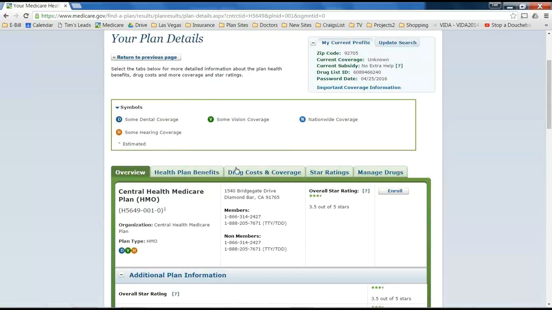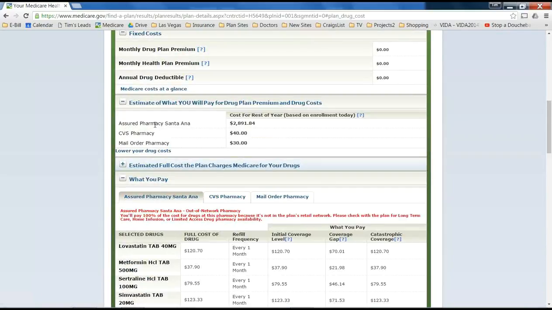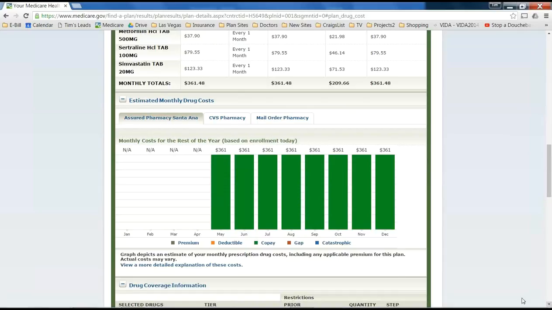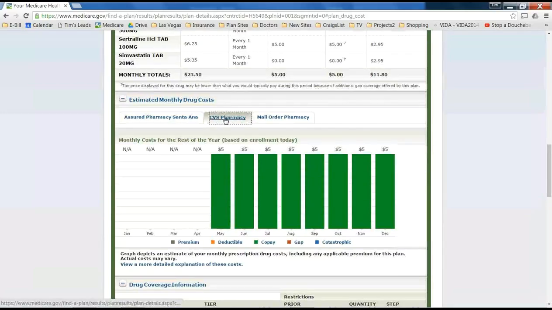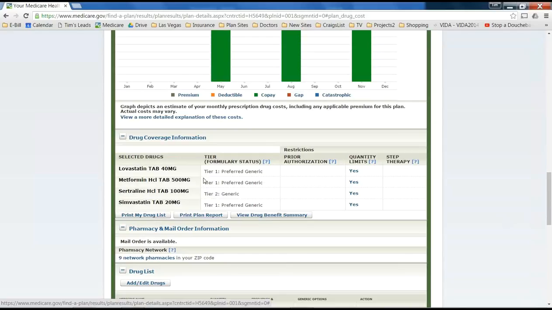So I go into the plan, go into the drug cost, and again, that Assured Pharmacy isn't the pharmacy that's in network on this plan. CVS Pharmacy, it would run them $40 for the year, and mail order, it would run them $30. So this is how the costs look broken down by month, depending on where they went. So that's how that looks. And in here, it's showing again that this is a tier 1, tier 1, tier 2, and tier 1. And also all of these have quantity limits.